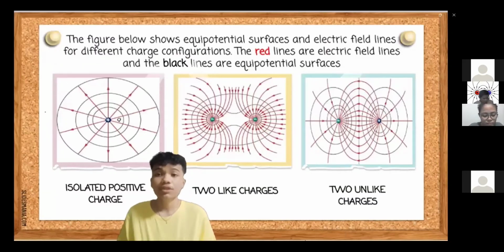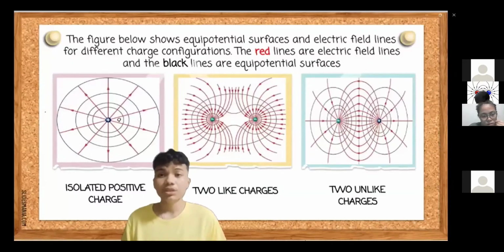So for the first picture, the isolated positive charge, the electric field around an isolated positive charge is oriented radially outward because positive charges repel each other. The picture illustrates that the field starts at the positive charge and ends at a negative charge, represented by lines of force or field lines.